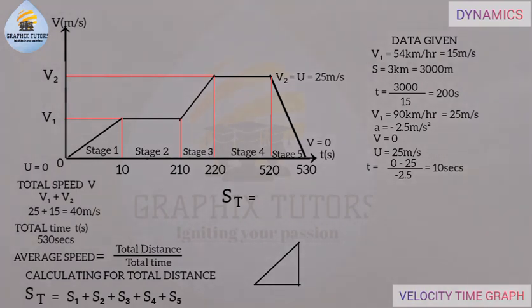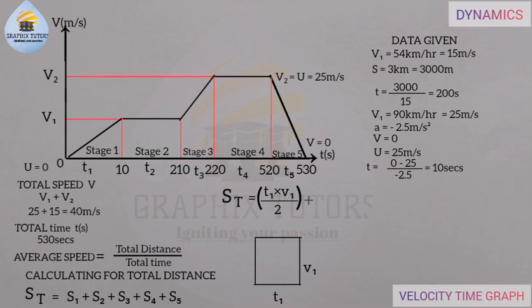The base here is the horizontal one, which represents the time, and the height is the velocity. Since it's stage 1, here is T1, here is T2, here is T3, T4, T5, right? So we'll say T1 times V1 all over 2, just like what you can see here, right?